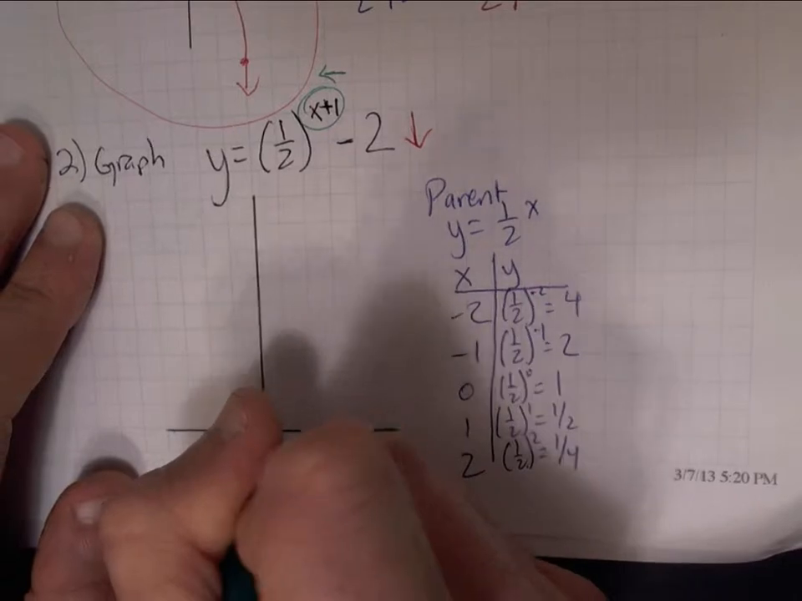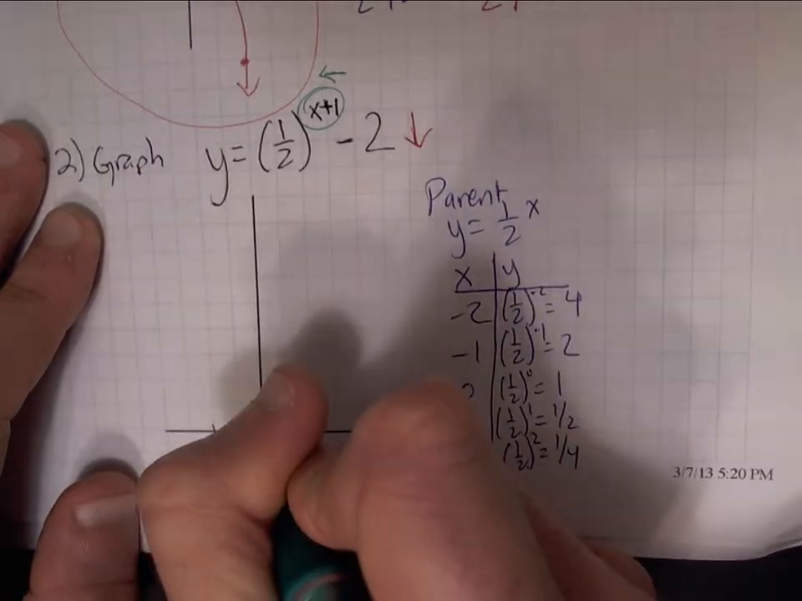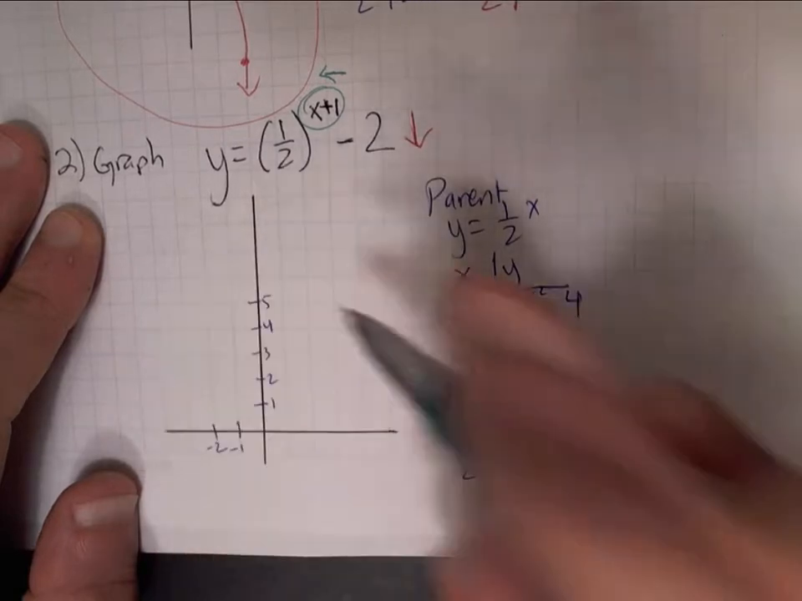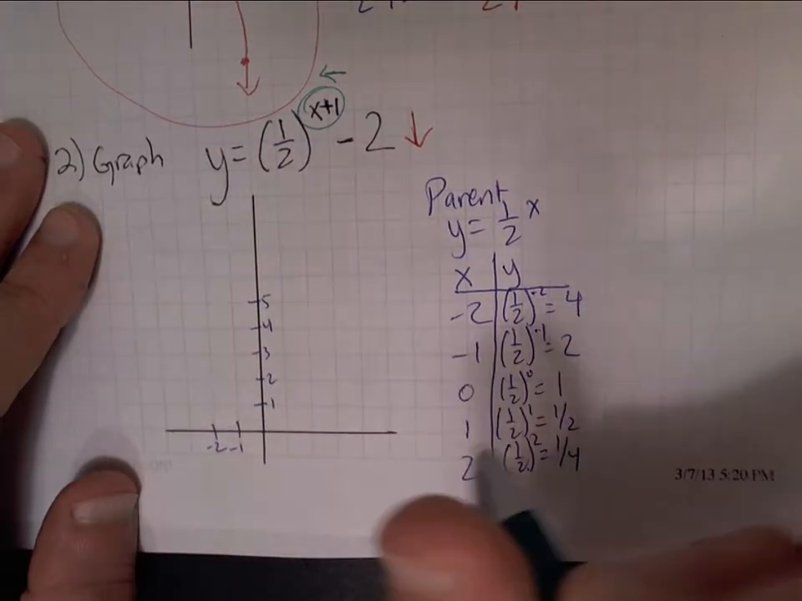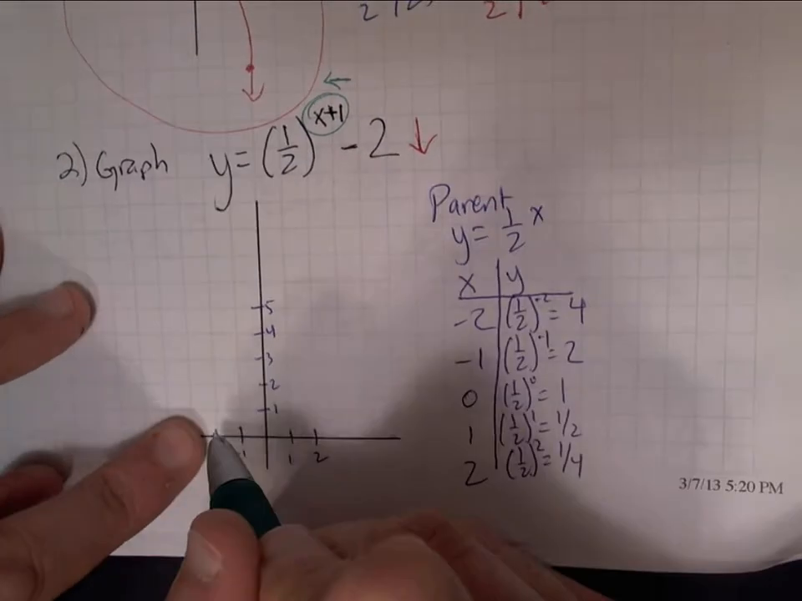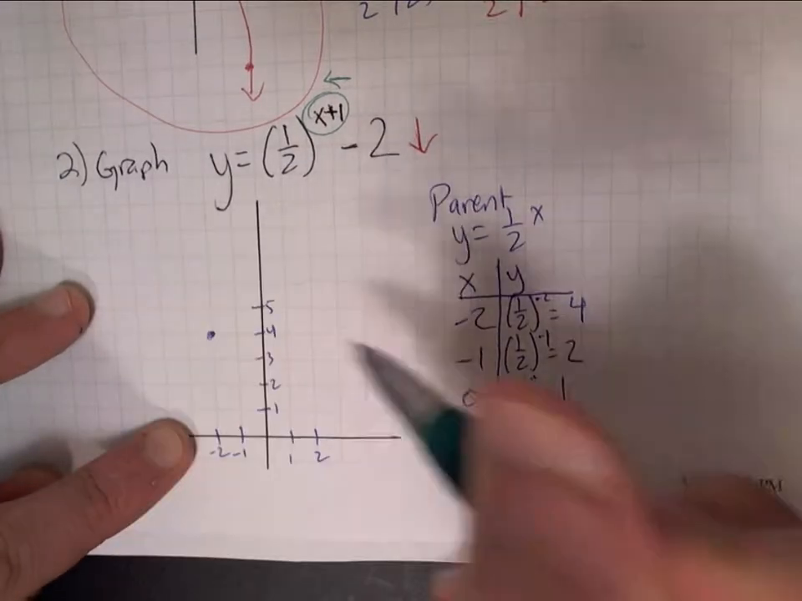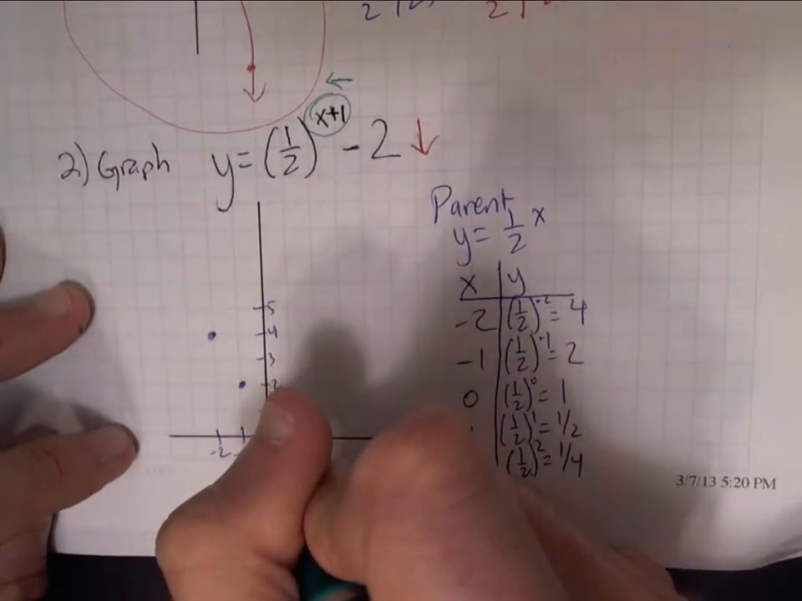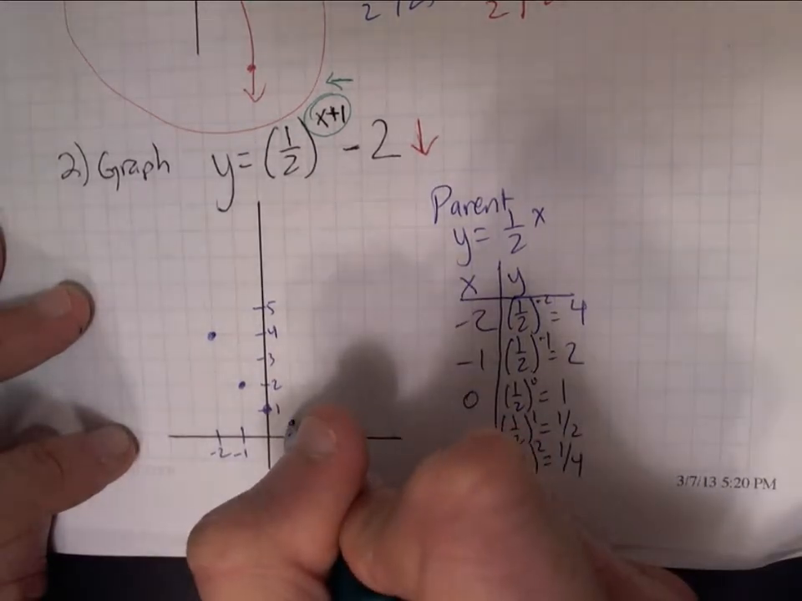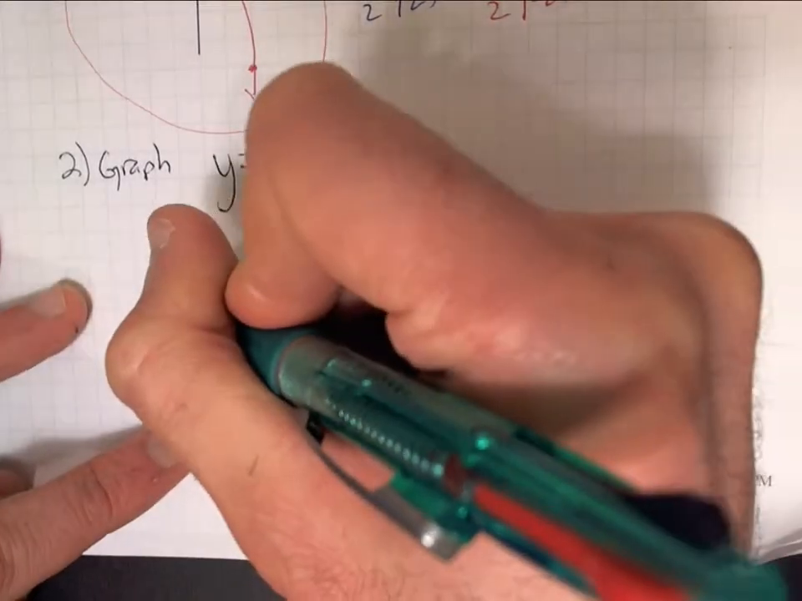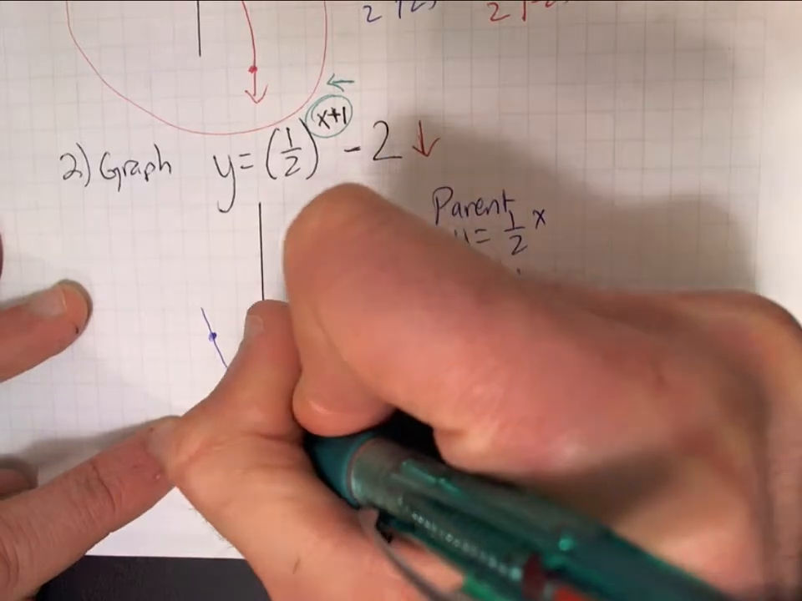-2. We got -1, -2. We'll make this just the normal 1, 2, 3, 4, 5. Actually, we just need to go for 4. 1 and 2. So -2 goes to 4. -1 goes to 2. 0 goes to 1. 1 goes to 1/2, and 2 goes to 1/4. So that's our parent function. Let's just go ahead and graph that.